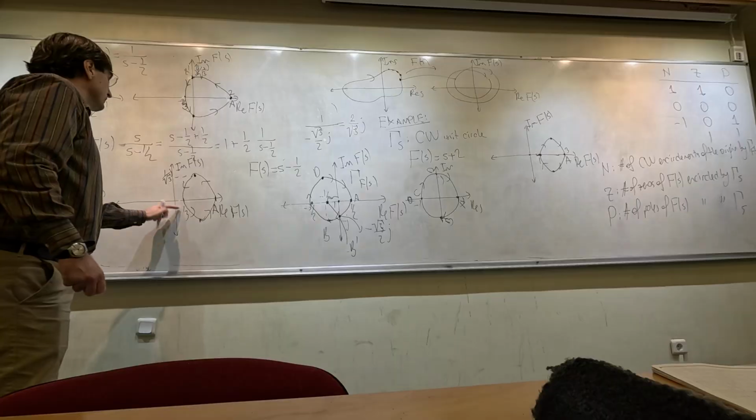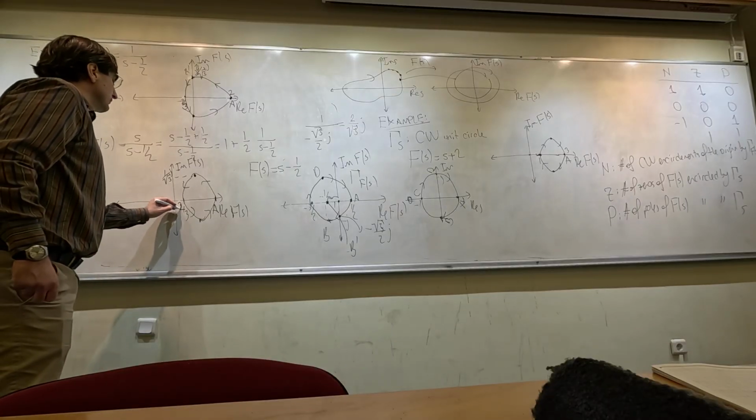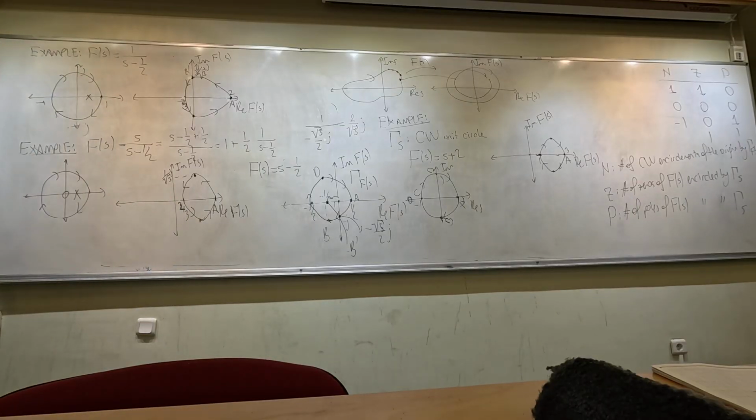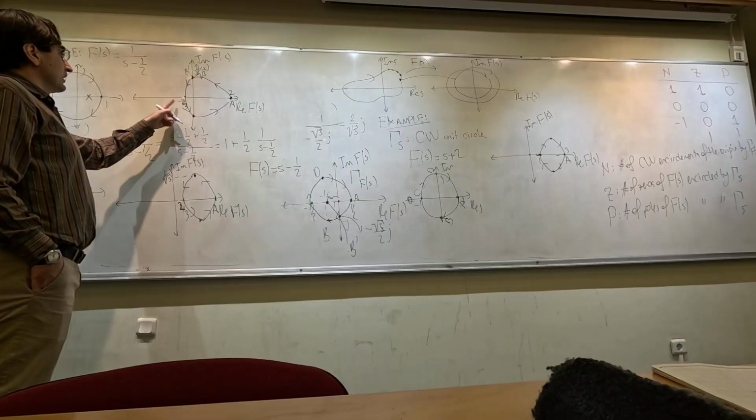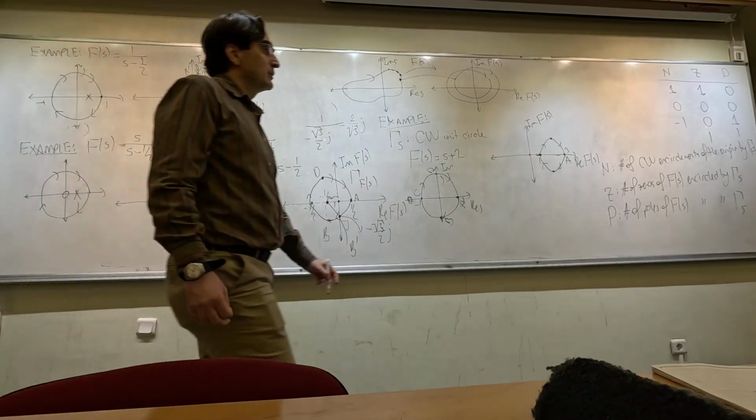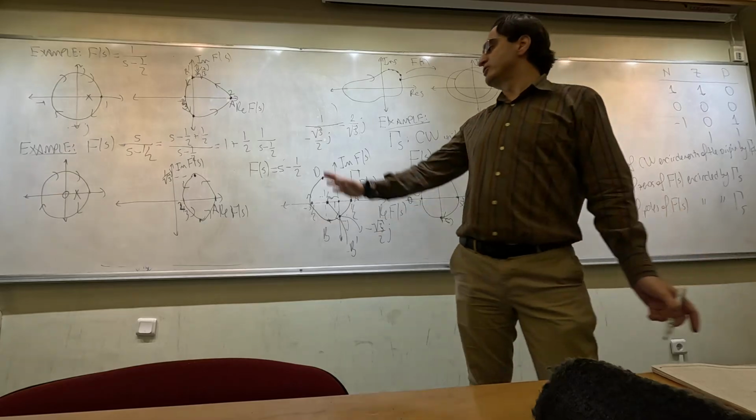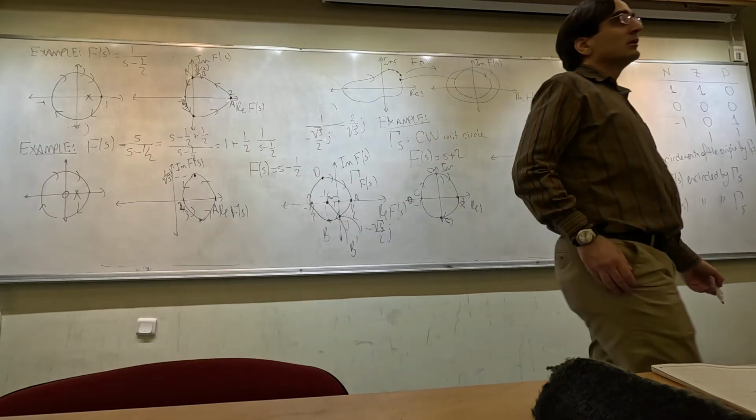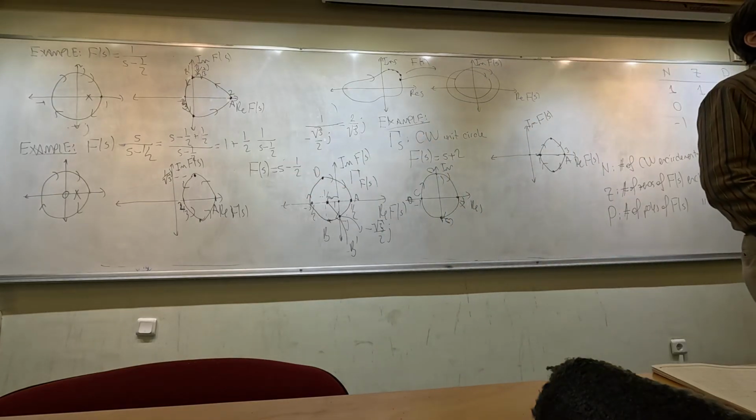Yes, 2 over 3. Thank you. Yes, you're right. Thank you. So that is 2 over 3, and then the overall curve will be looking like this. And how many times is the origin encircled by that curve in clockwise direction? 0.